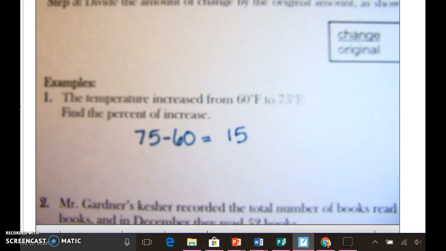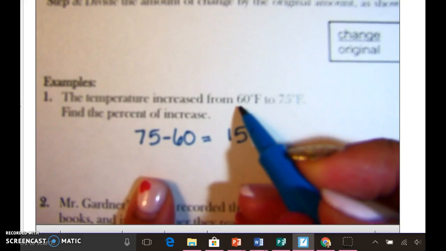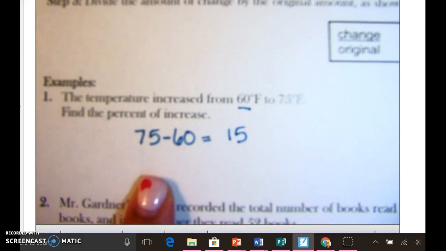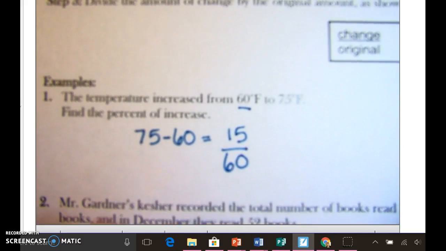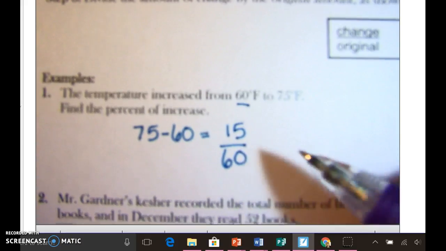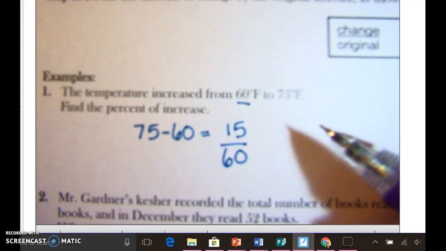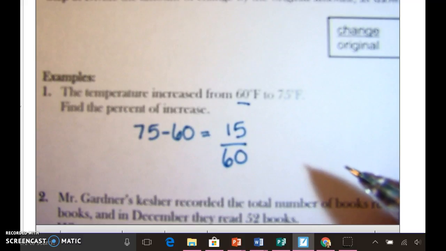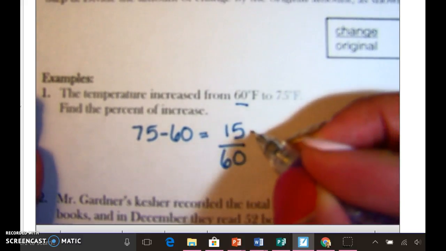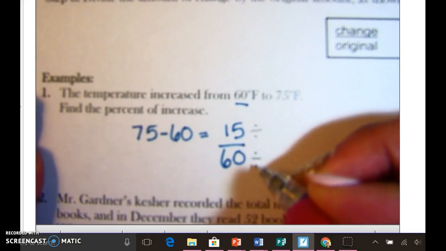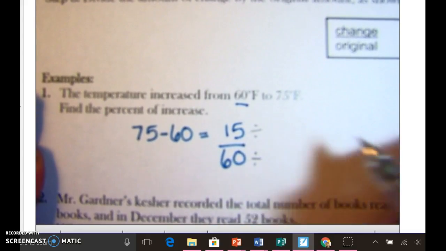Now, I find the original amount. What was the original amount? Well, it started at 60 and it went up to 75. So I'm going to put 15 over 60. And the last step is I need to convert this into a decimal. Converting a fraction to a decimal, you divide the bottom number into the top number. But sometimes it's helpful if you can reduce it to a smaller number. Then it's helpful to have smaller numbers. So let's see, what's a number that can go into 15 and 60? What about 5?